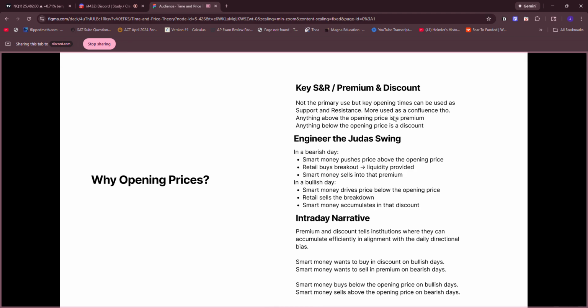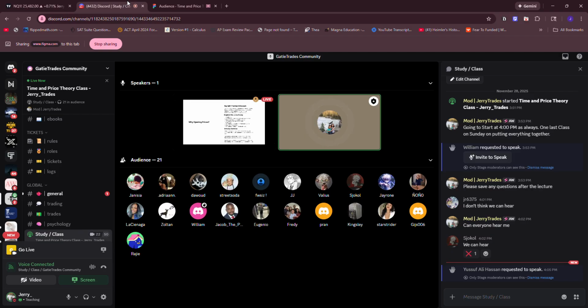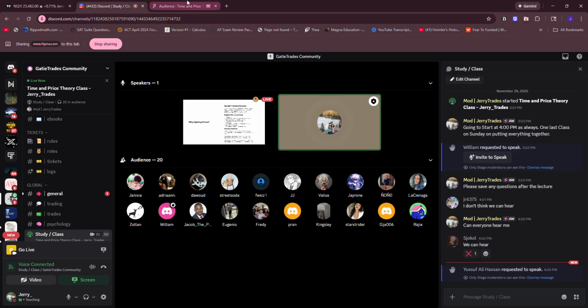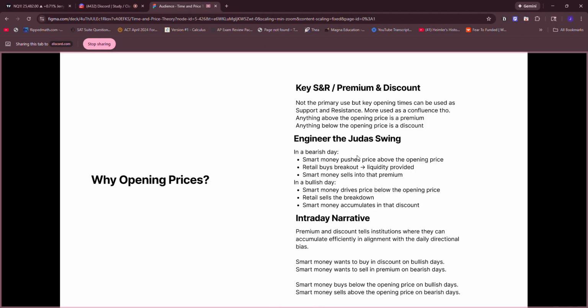And basically anything above an opening price is premium. Anything below the opening price is a discount, right? Basic premium discount. To engineer the Judah swing, this is the primary focus for opening prices. This is where we take time and we put it with price, right? So price is a Judah swing. Time is when smart money is looking to buy or sell at a key opening price.